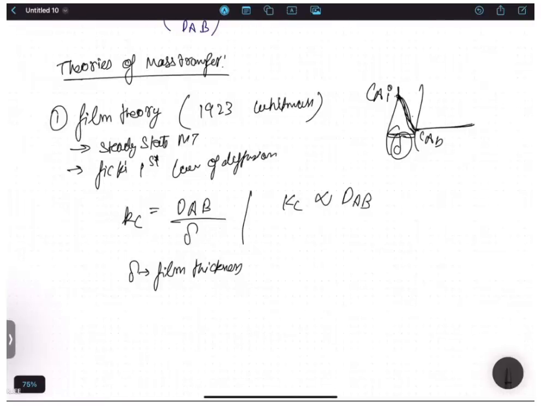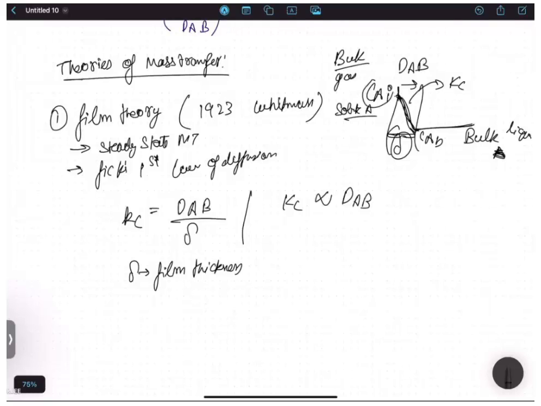Here mass transfer is happening, so we will have some mass transfer coefficient, and let the diffusivity be D_AB. Let this be some bulk liquid, and this side let it be bulk gas, and let our solute be A. So our solute A is diffusing from bulk gas to bulk liquid, like the basic concept of absorption.